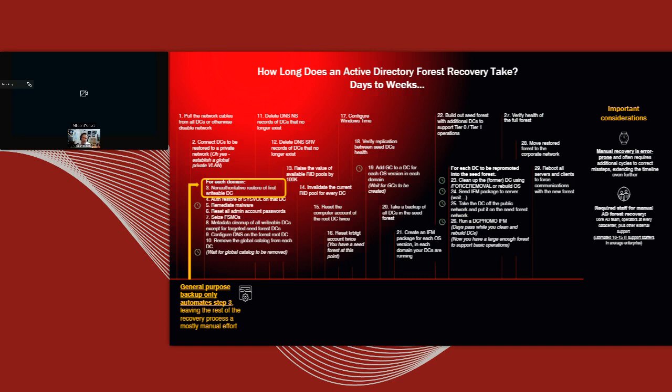And that one step that I talked about, general purpose backup, only automates step 3. So when you're doing a non-authoritative restore of the first domain controller in every domain, you can use your general purpose backup to restore that one domain controller. Then, if you see step 5 underneath there, that takes time: you've got to go find the malware on every one of those domain controllers and make sure that they're cleared off.